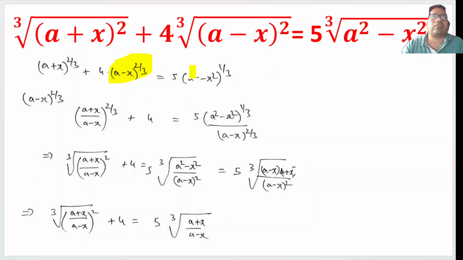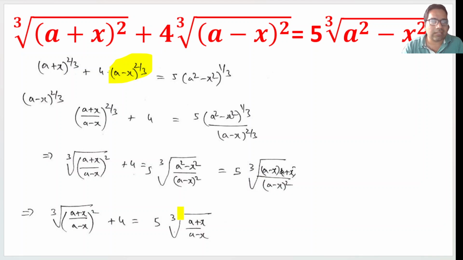Now, earlier we wanted to use a plus x, a minus x and a square minus x square, and we have actually used this. We have got it in a slightly more simplified format: cube root of (a plus x by a minus x) whole square plus 4 equals 5 times cube root of a plus x by a minus x. There is cube root of a plus x by a minus x in both places. We can see this as the cube root squared, and here as the cube root.